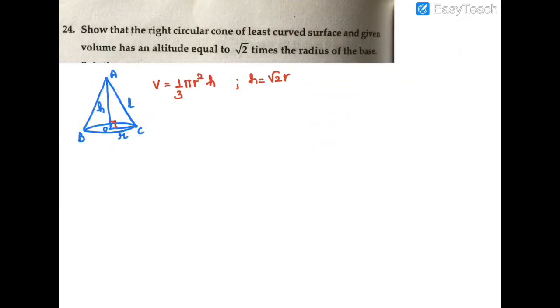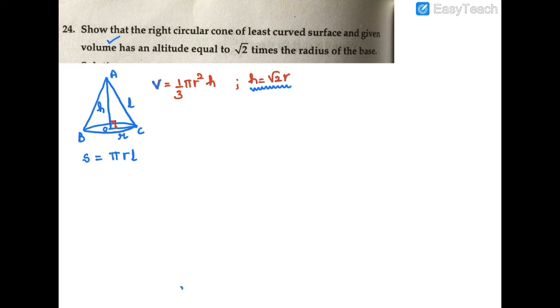And then the 24th one: show that the right circular cone of least curved surface area and given volume. So for the least curved surface area of a cone, I'll start with the curved surface area, which is pi rl, and it says the given volume. So I've written volume is equal to 1 by 3 pi r square h, and we have to show that the altitude is root 2 r.